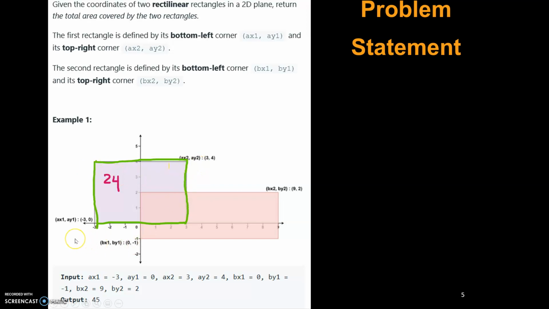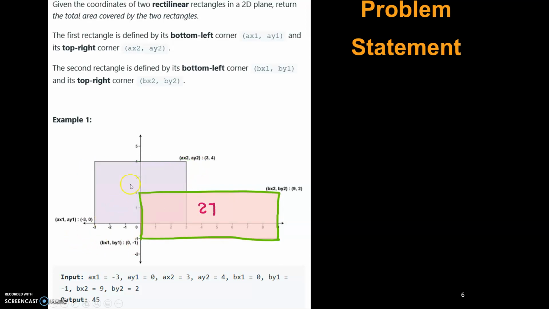Let's have a look at the second rectangle. The second rectangle is defined by its bottom left corner, which is here, bx1, by1, and its top right corner, bx2, by2. So the input for this problem is all the coordinates, and output is 45 for this example 1. So how do we get 45?